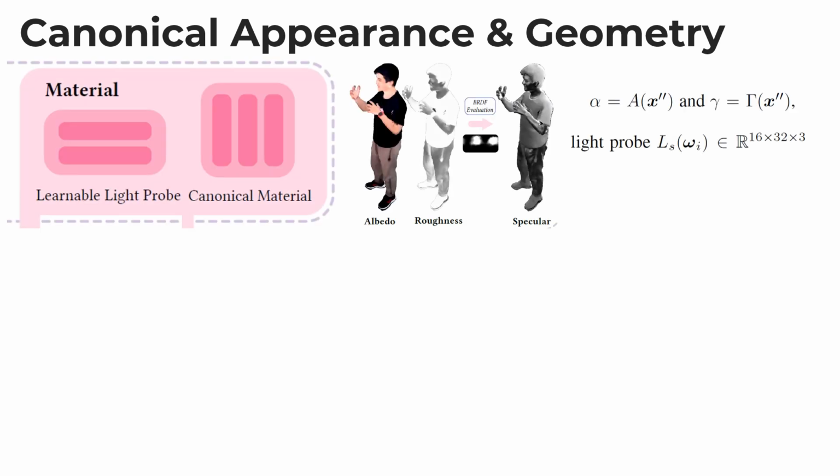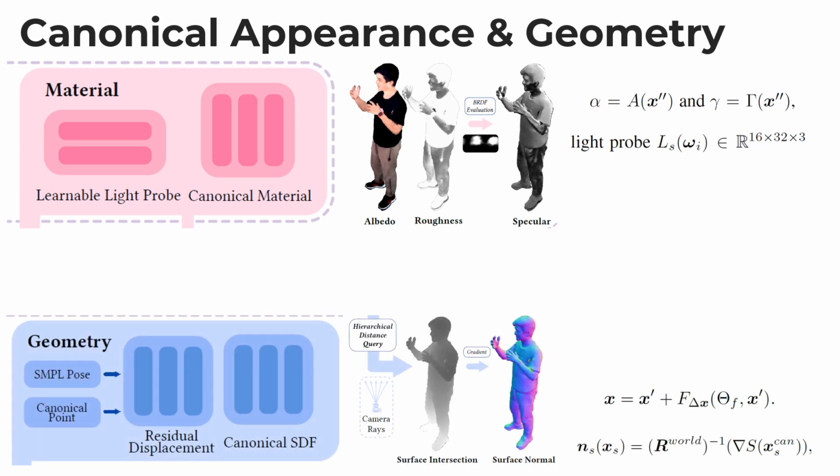We adopt the microfacet BRDF model for our material representation, which is composed of a diffuse albedo term and a specular roughness term. Using the hierarchical distance query, the canonical correspondences, surface normal, albedo, and roughness values can be easily obtained from the world space SDF of the neural avatar under arbitrary human poses.